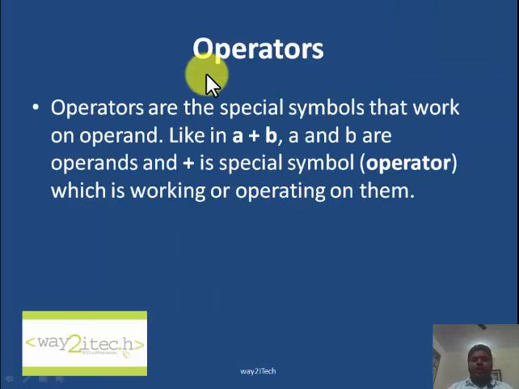First of all, what are the operators? Operators are the special symbols that work on operands, like A plus B. Here plus is a special symbol which is working on A and B. A and B are the operands and plus is the operator, the special symbol which is operating on A and B.